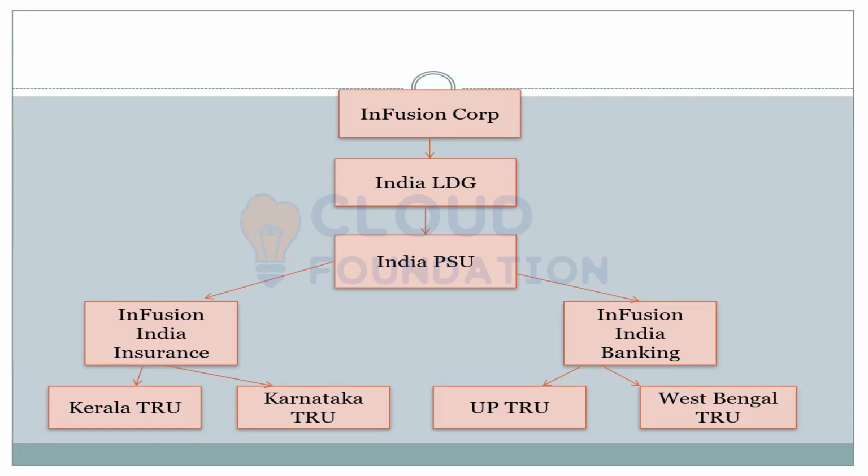So this is the way. In Infusion India Insurance, we have Kerala TRU and Karnataka TRU. In Infusion India Banking, we have UP TRU and West Bengal TRU. This is the way we have divided the organization structure, with tax reporting units under each.